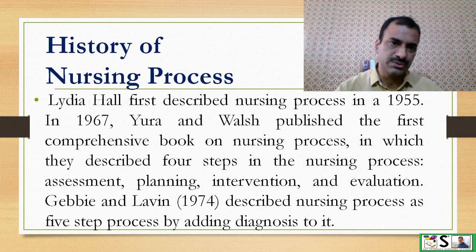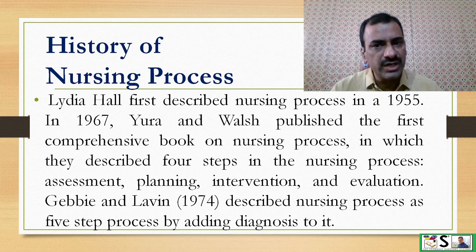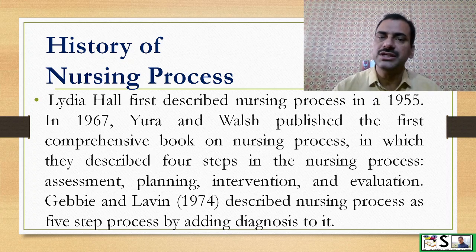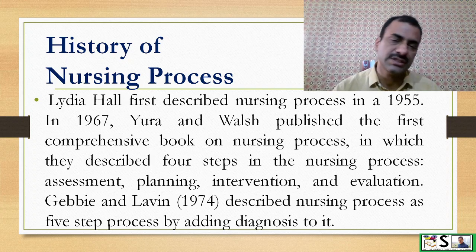What is the history of the nursing process? Lydia Hall first described the nursing process in 1955, and in 1967 Yura and Walsh published the first comprehensive book on the nursing process, in which they described four steps: assessment, planning, intervention, and evaluation. Gebbie and Lavin in 1974 described the nursing process as a five-step system by adding diagnosis to it.